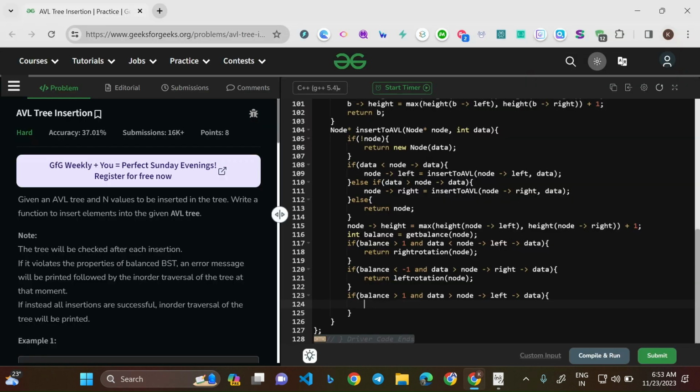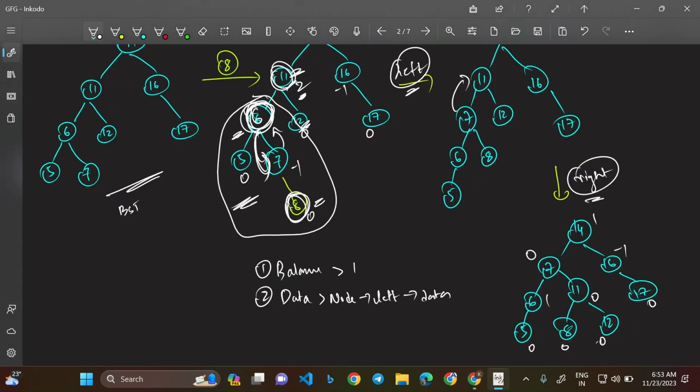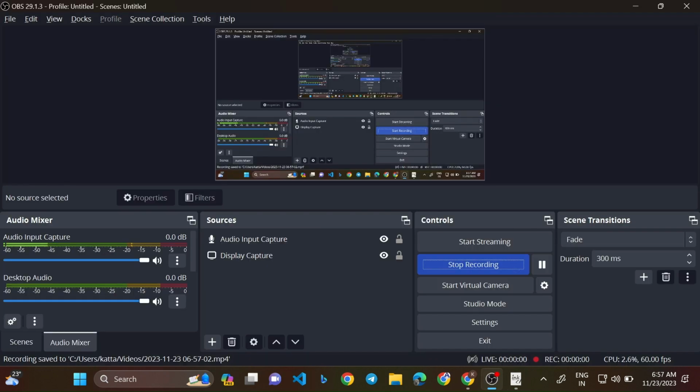So node's left would be the left rotation of node's left. And after doing this, do the right rotation onto the particular node that you're standing on, and return it. Return is very important. So this is the third conclusion. If your balance turned out to be greater than 1, and the data that you're adding is greater than node's left data, then you need to do the left rotation first, and then the right rotation. I hope you people understood. This is the fourth case.